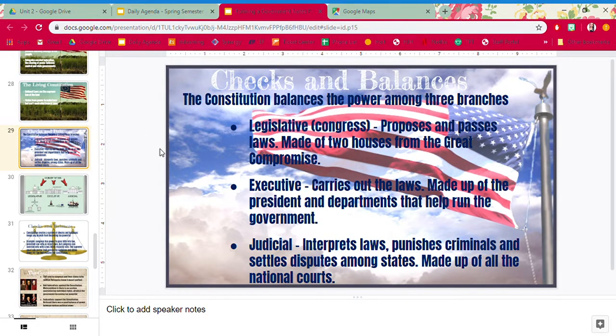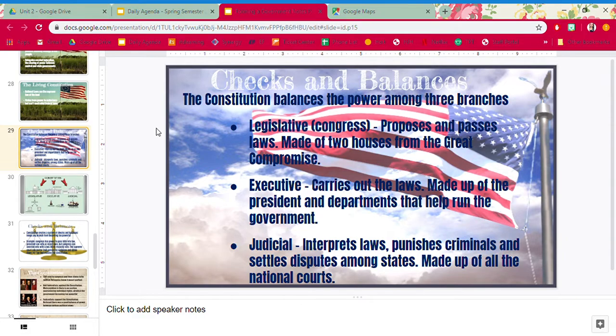Okay. And so this document, we're going to dive much more into this in our next notes. But the Constitution that these delegates come up with is going to put the power among three different branches of our government. There's the legislative branch, which is made up of Congress, and their job is to propose and pass laws. And I've already talked about that they're made up of two houses from that Great Compromise. Another branch of the government is called the executive branch, and their job is to make sure the laws happen, to carry out the laws.